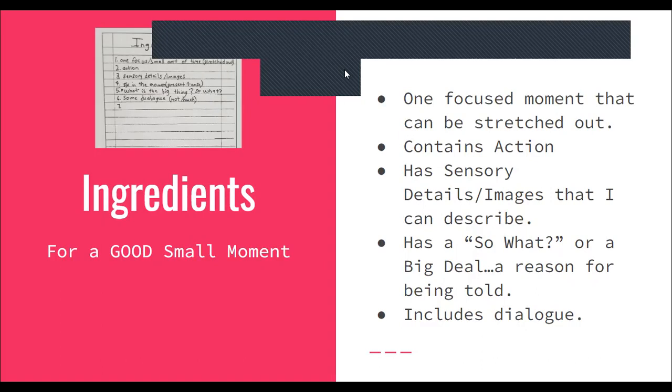You need to write the 5 ingredients for a small moment, and then you need to write 6 ideas of a small moment story and pick one, like on the little paper, and then the one right here. Do we have to write both of those? No, they're the same thing.